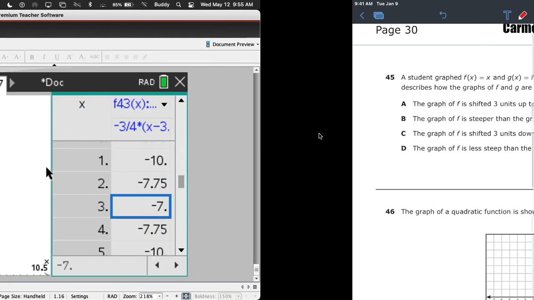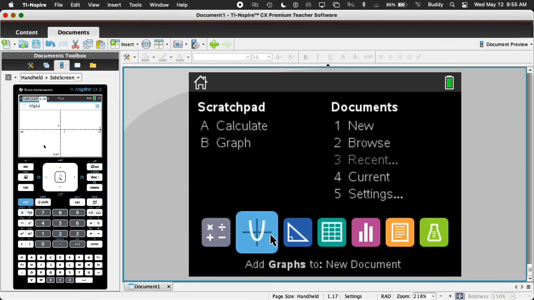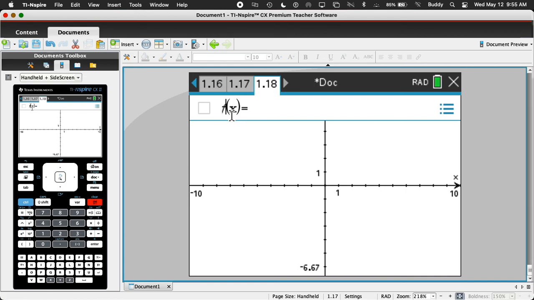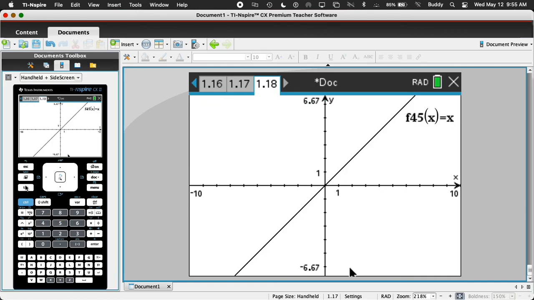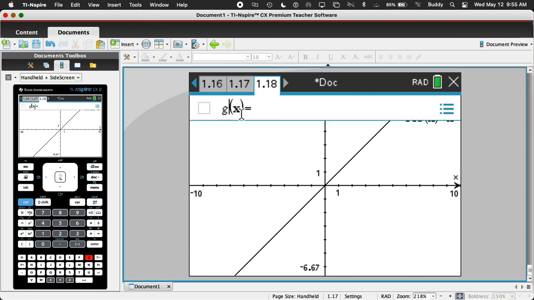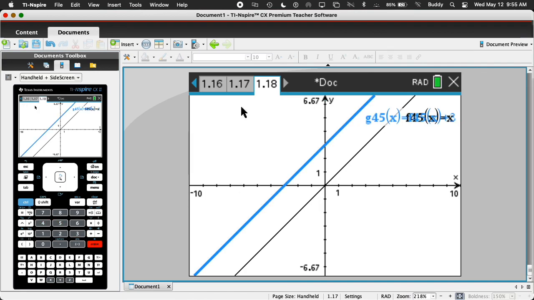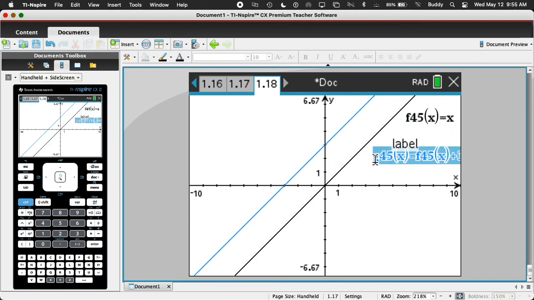Let's see what happens. So I'll start a new graph. There's my original equation. Let's go ahead and do the second one. And look at that. It looks like it just moved up 3 spaces. 1, 2, 3. And that's consistent with what I know, that adding 3 to the end will move it up 3.